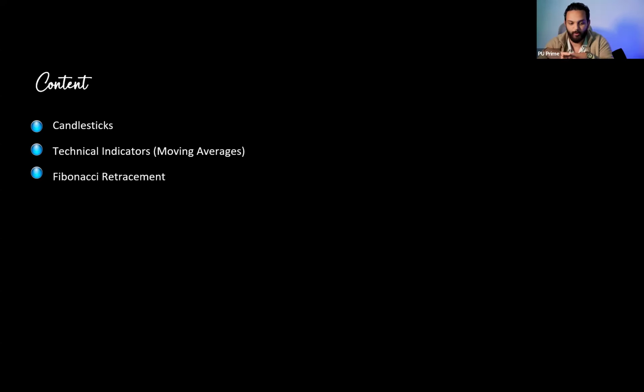Before we go to the details of the candlesticks, technical indicators and Fibonacci retracement, would you guys please tell me, do you have experience in trading, or are you still at the beginning of your trading journey, or intermediate? How do you classify yourself as a trader? Beginner, intermediate, or advanced? Please let me know.